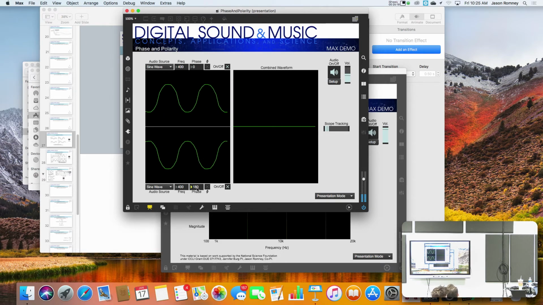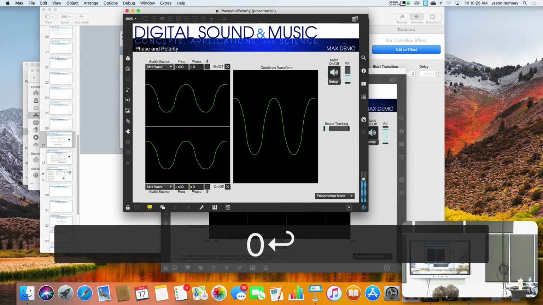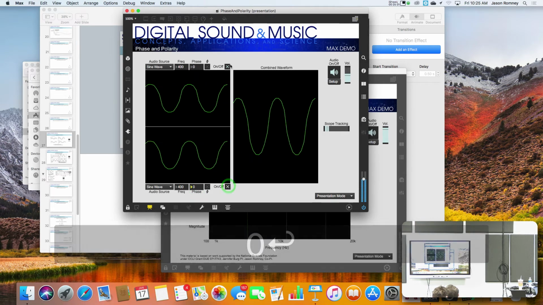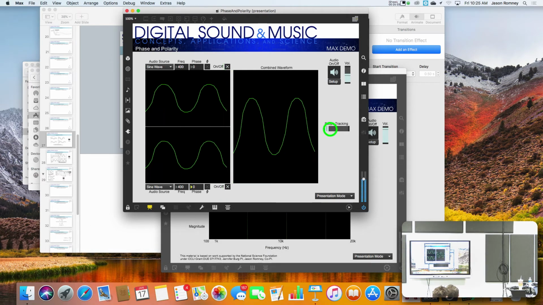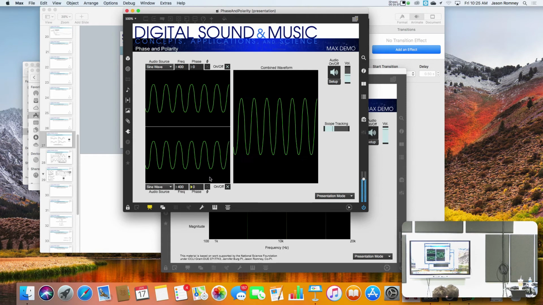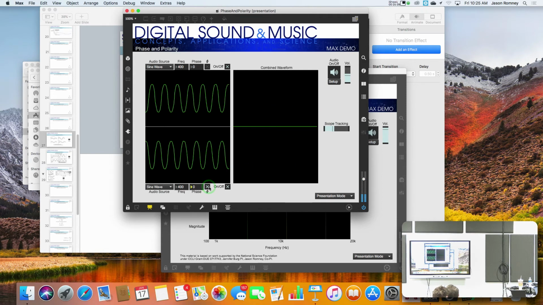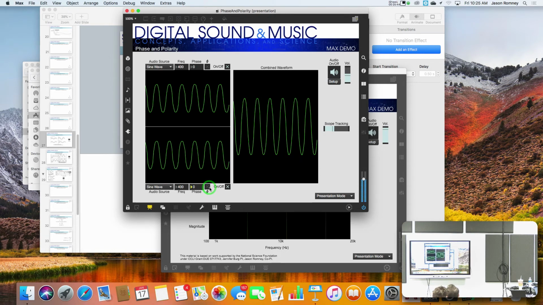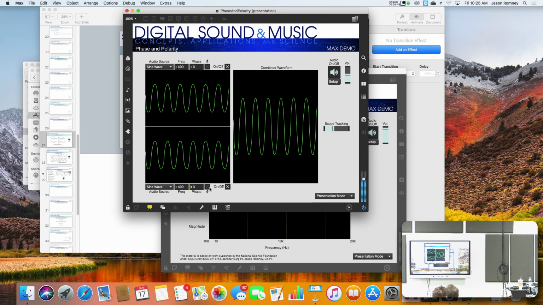I did that with time, right? I am just adjusting the phase or time of that second wave, and it cancels it out. Okay? Now I'll take it back to in phase. Now watch what happens if I just invert the polarity. Right? I get the same result, right? Now that's for a sine wave.